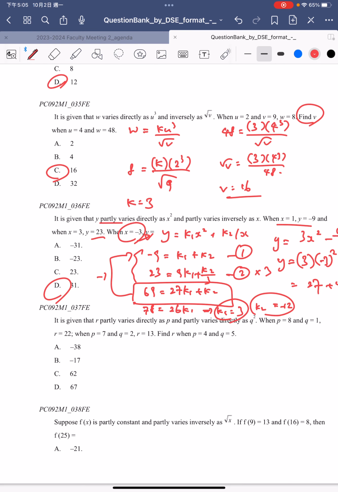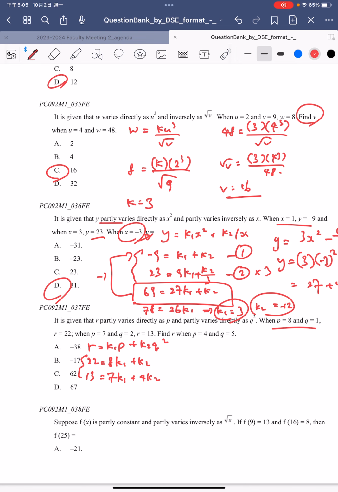And then for question 37, it's actually a similar thing. We have the r is equal to partly as p, so k1p plus k2q squared. So you have the condition, you put it in. And we have pqr, so p is equal to 8, q is equal to 1. So we have 8k1 plus k2 because q is equal to 1. So we have the r is equal to 22. That's our first equation. And we have p is equal to 7. So we have 7k1 plus q is equal to 2. So q squared, we have 4k2. And then it's equal to 13.